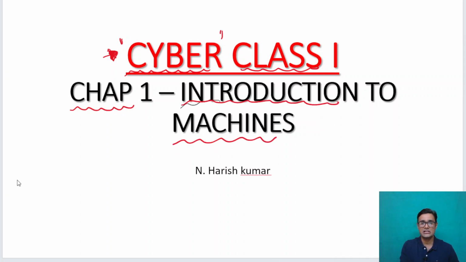What is a machine? The spelling of machine is M-A-C-H-I-N-E. What is a machine? How is it useful to us? What are the characteristics of the machine? That is, what are the features? How does the machine work, etc.? Let us learn about it today.